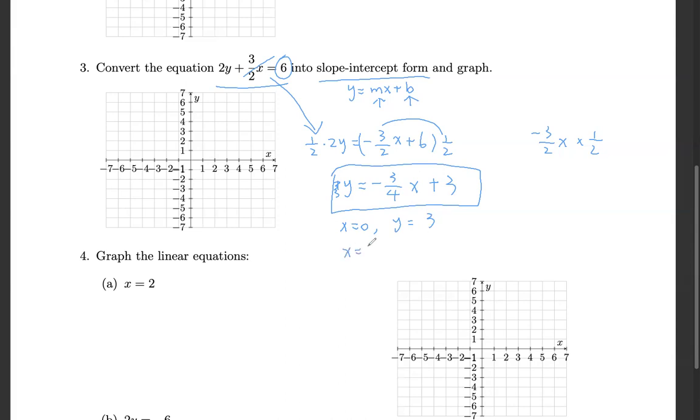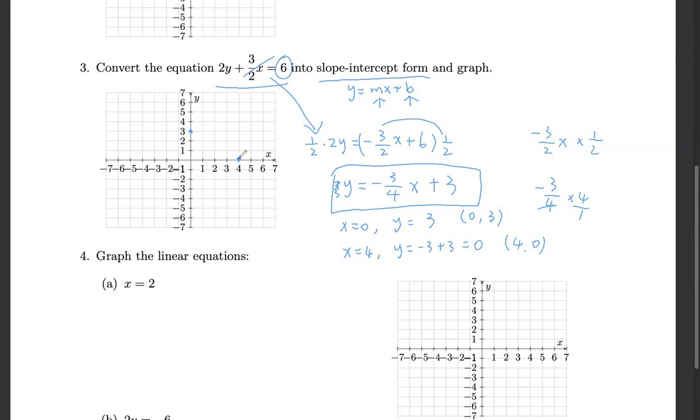Let x equal 4. If x equals 4, negative 3/4 times 4, 4 is 4/1. These two cancel. So we get y equals negative 3 plus 3, which is 0. Right, so we get 2 points. We get (0, 3). We get (4, 0), the y-intercept and x-intercept. So (0, 3) is here. (4, 0) is here.